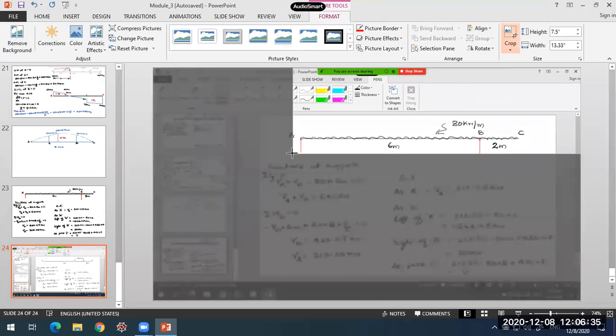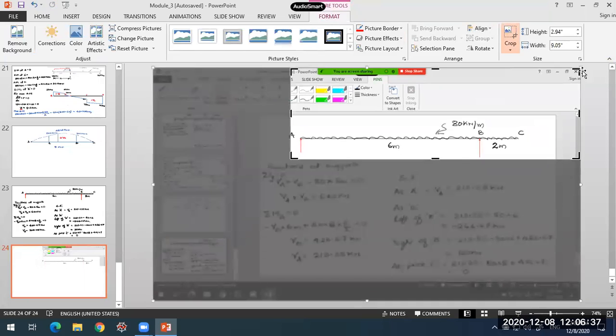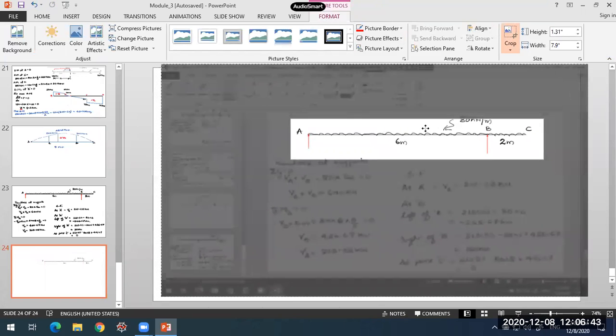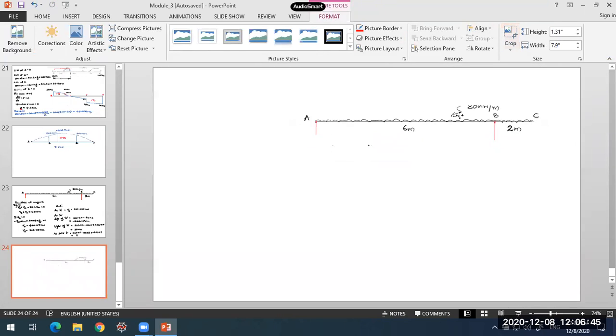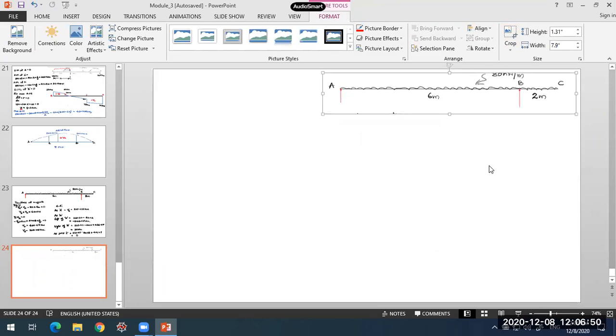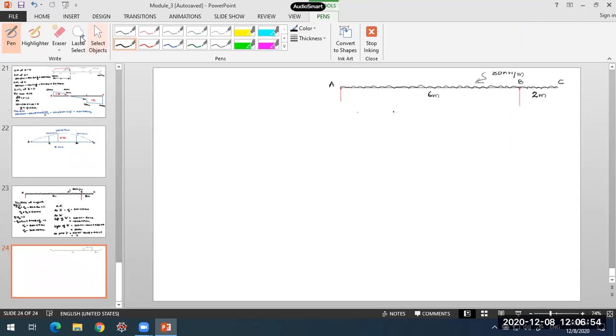So find out the bending moment for this beam. At A, we can conclude it is 0. No problem with that. Okay, now at B, what is the bending moment value? And at C, what is the bending moment value? These are the points where we require the bending moment value in this beam.